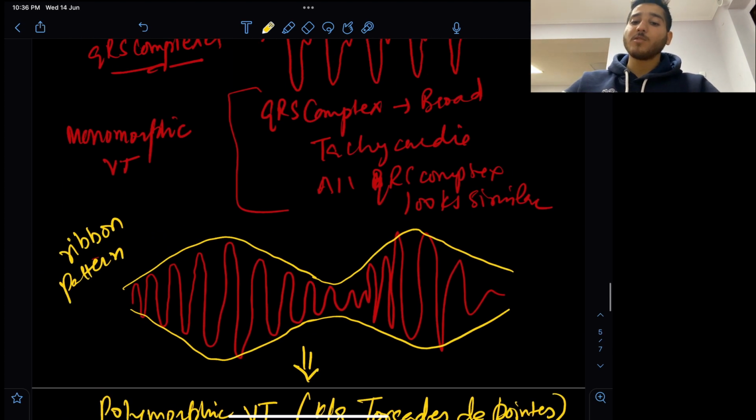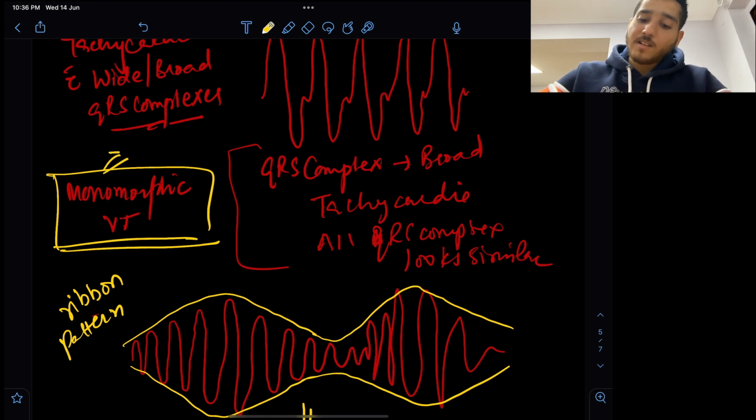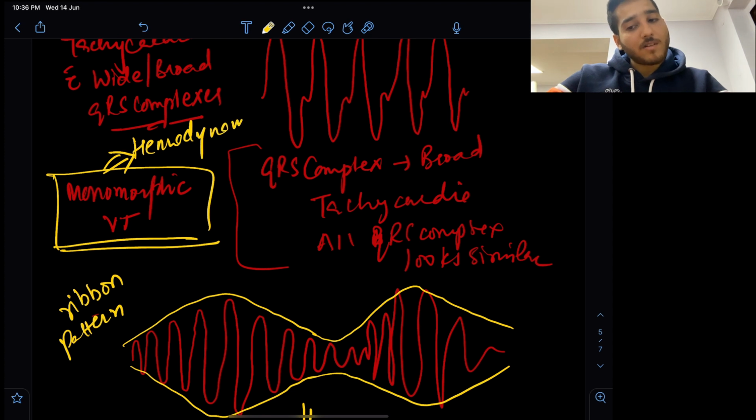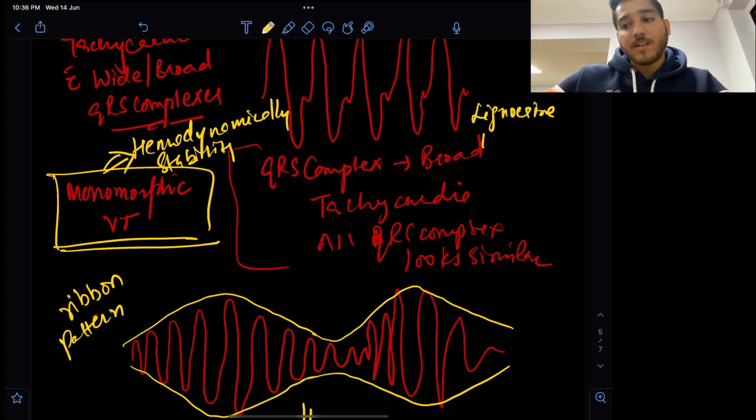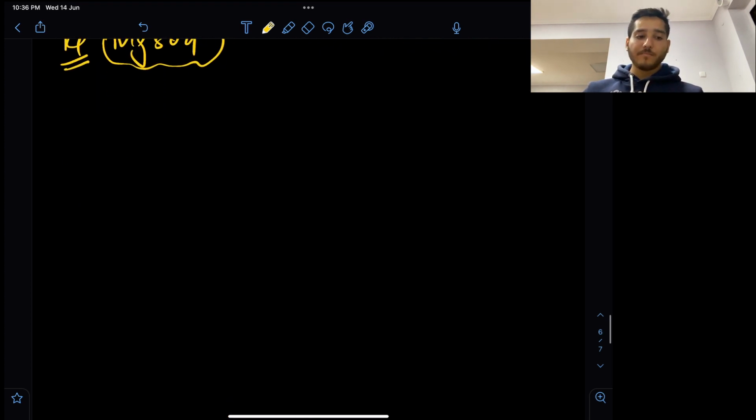For treatment of monomorphic ventricular tachycardia, the treatment varies with the patient's hemodynamic stability, whether stable or unstable. We can use lignocaine, we can give DC shock. These are the mainstay for treatment of monomorphic ventricular tachycardia, and for polymorphic ventricular tachycardia, you can use magnesium. So I hope till now we know how to differentiate between ventricular tachycardia and supraventricular tachycardia.